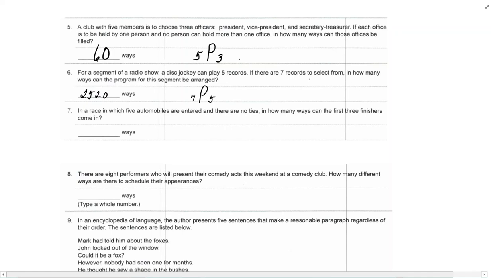All right, in the next one, it says in a race in which 5 automobiles are entered and there are no ties, in how many ways can the first 3 finishers come in? Well, order definitely matters. First, second, third, yes, they are different. So we'll use a permutation, and we have 5. We're going to take them 3 at a time. Well, we just did that up here. So I know that my answer is 60. There's 60 different ways that we could have 3 finishers.